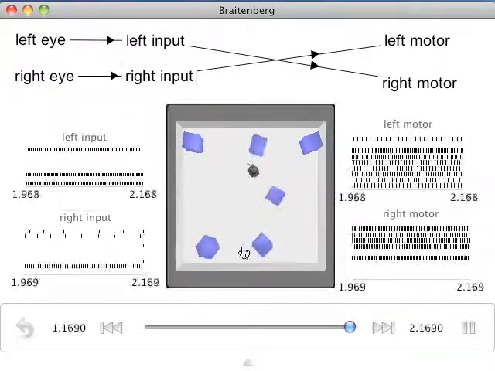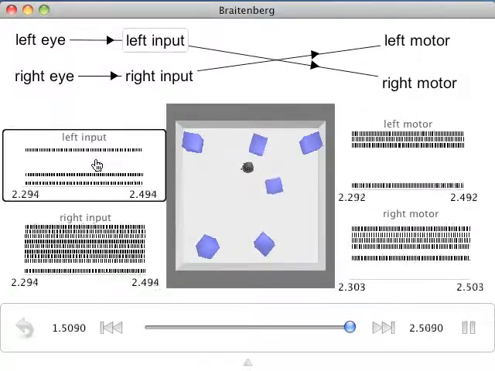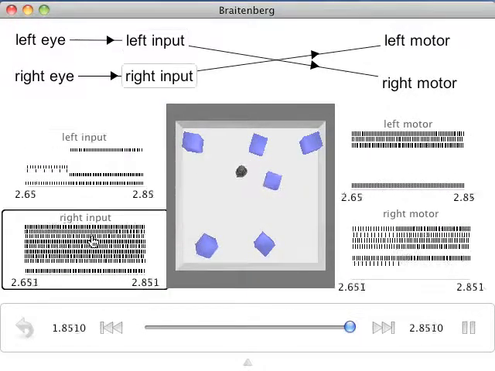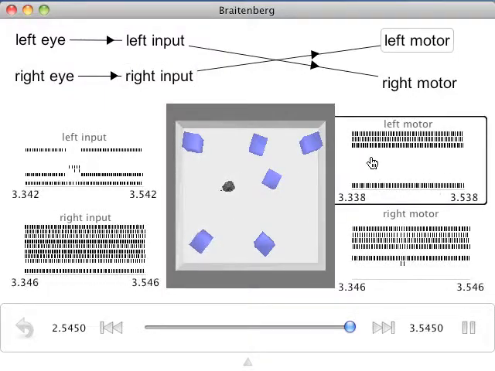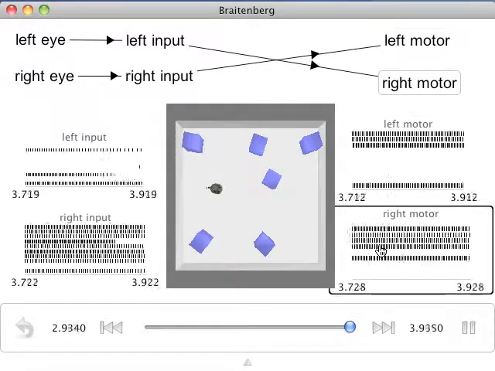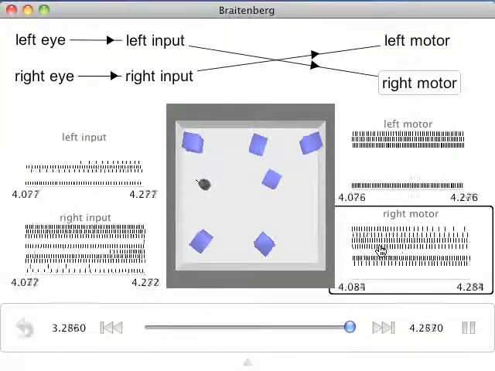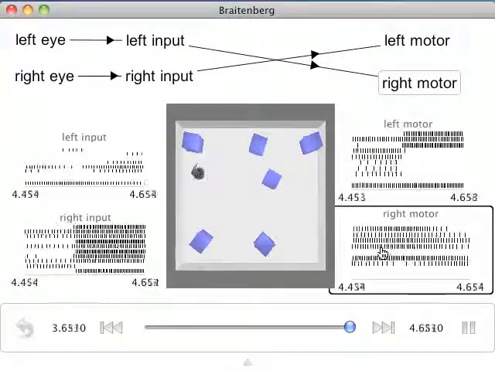This particular robot has 2 inputs and 2 outputs, and these are wired in Braitenberg style, such that the right input is wired to the left motor, and the right motor receives projections from the left input. Famously, this results in a kind of object avoidance behavior.